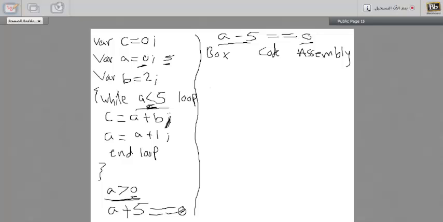Confused? Why? Simple. Forget about the second one. Let's talk about the first one. We have the initial value of A is 0. Now I'm saying to you, A is less than 5. So how many characters?